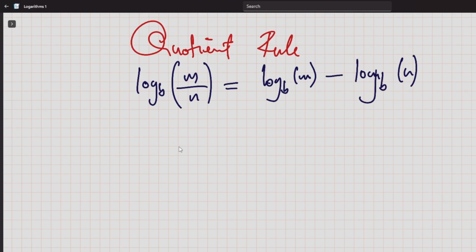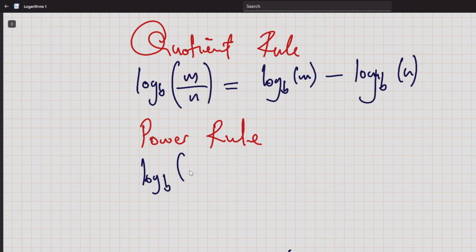We have the power rule. The power rule says that the logarithm to base b of m to the power of n is equal to n times the logarithm of m base b.